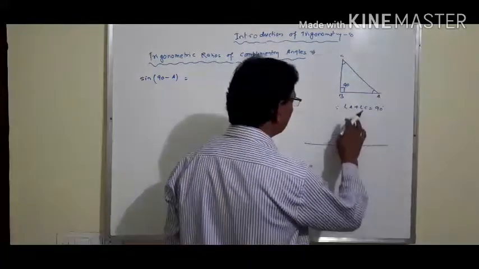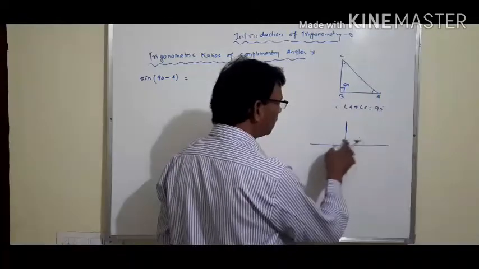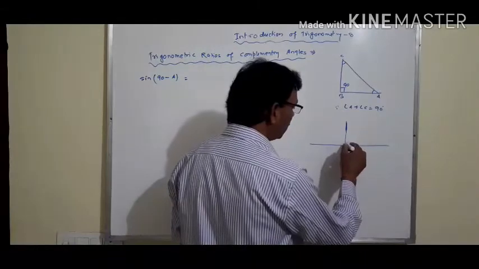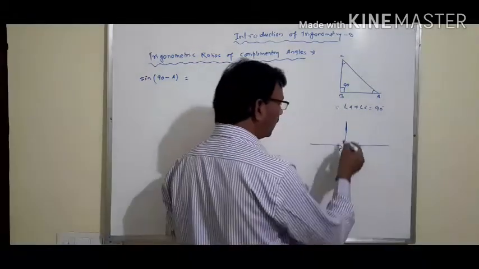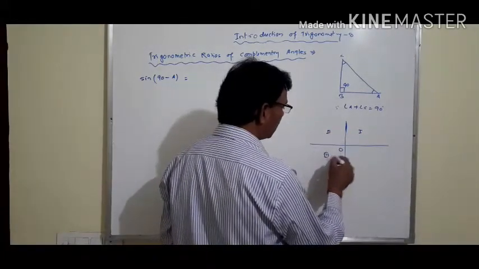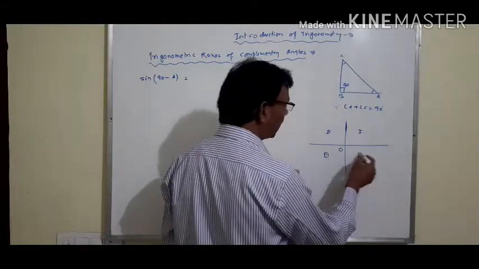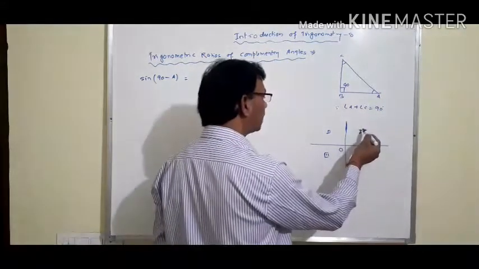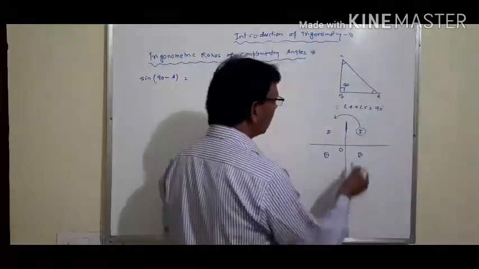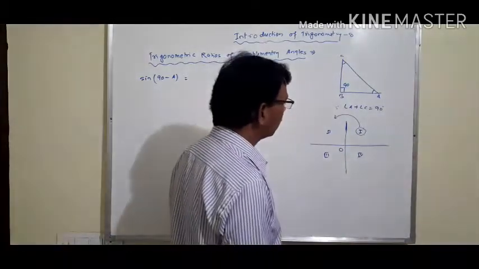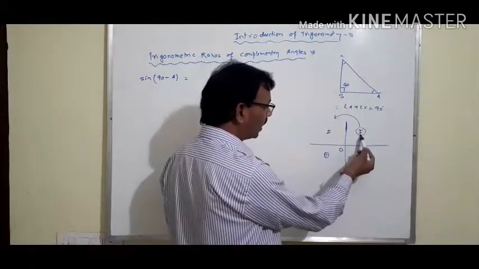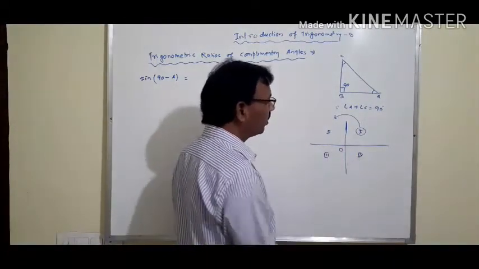If in any plane two lines which are perpendicular to each other, one horizontal and one vertical, intersect each other at O, then these lines divide the whole plane into four parts. First part, second part, third part and this fourth part. The first part always starts from here and is calculated in the anti-clockwise direction. If you go in the clockwise direction, this will be wrong. That means this is the first quadrant, this is the second, this is the third and this is the fourth.